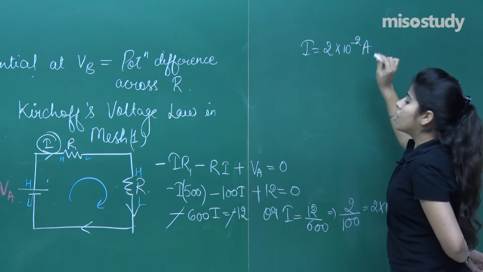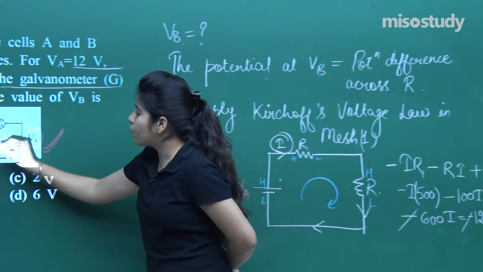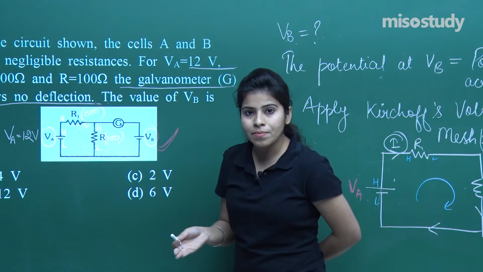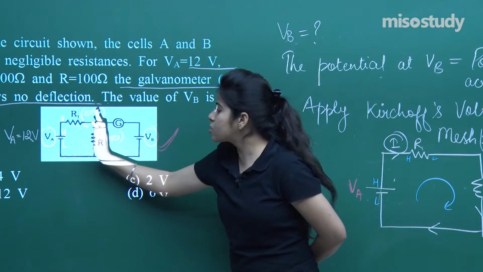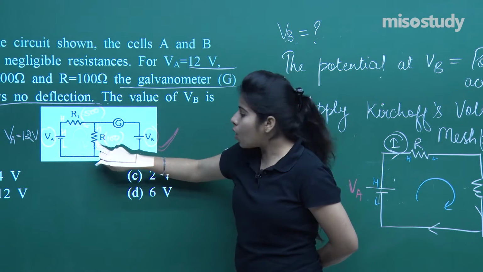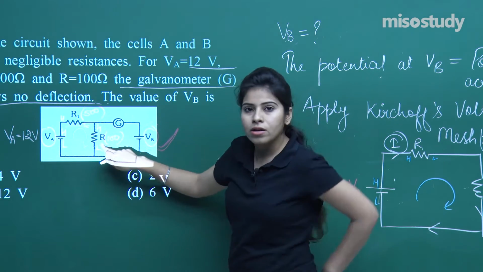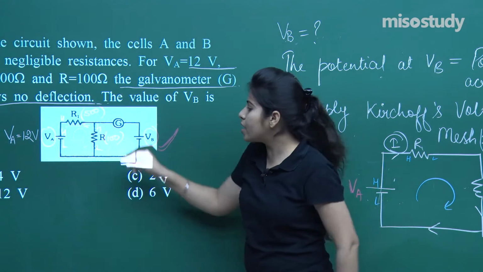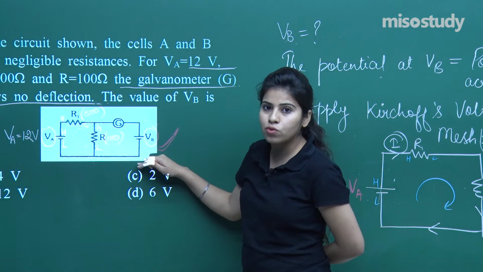minus 2 ampere. Let me just go back to the circuit and I will show you one thing. The current that would be flowing in this arm, because these are both in parallel, so potential will be same. Now the current, if I consider it in this half circuit, you will see that I is flowing in this circuit. Now potential across this R will be V equals to IR. So I will be 2 into 10 raised to the power minus 2 into 100. Now if I am saying that potential across these will be same, so that means V across R will be equals to V across this.